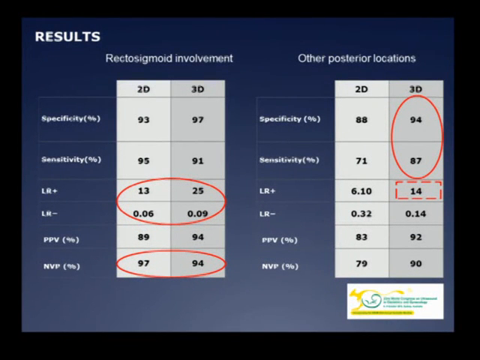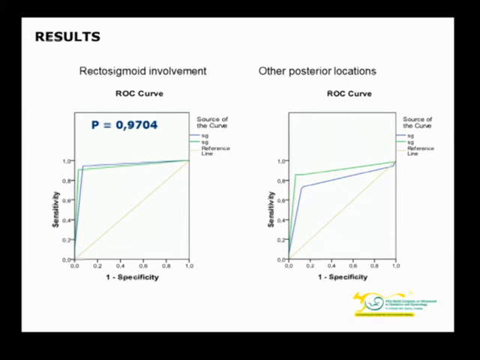The effect of the comparison of the techniques is no difference in the case of rectosigmoid localization, but in case of other posterior localization, there is an increase of sensitivity. And it's a good increase. And the specificity remains practically the same. And this is the improvement of the receiver operating characteristic curve using 3D images.